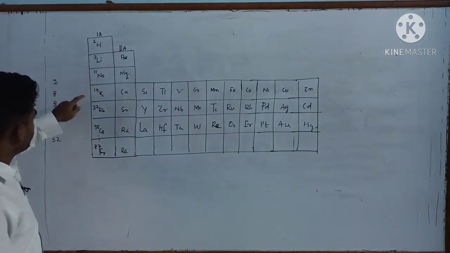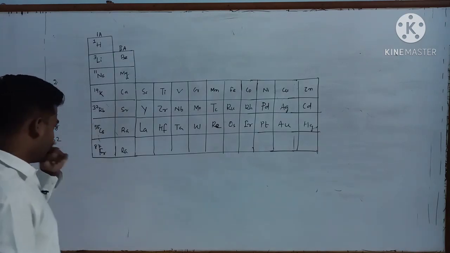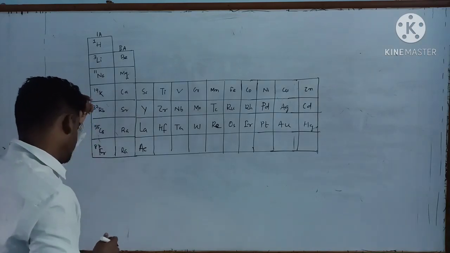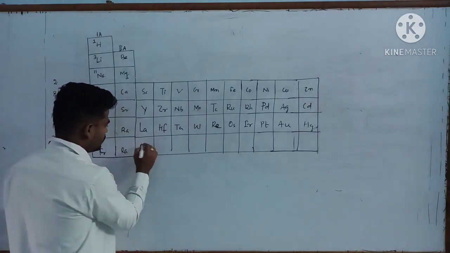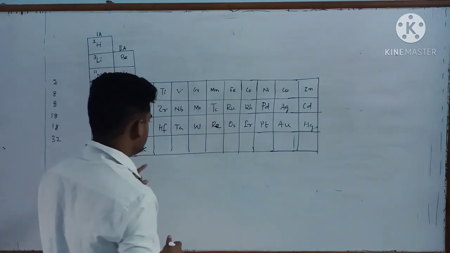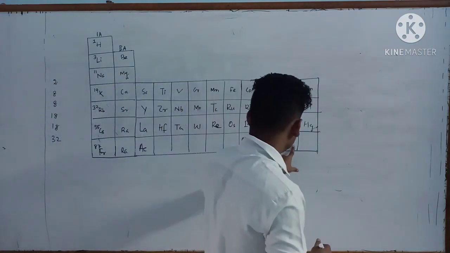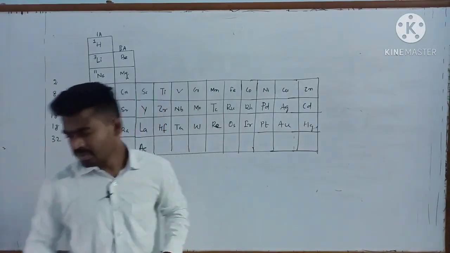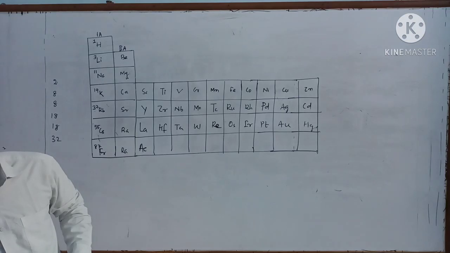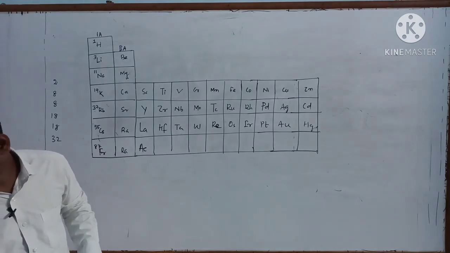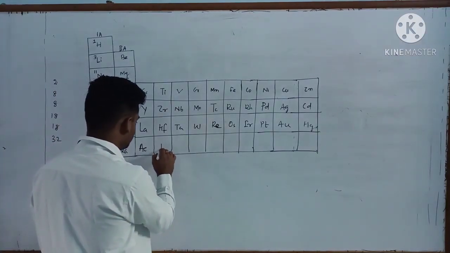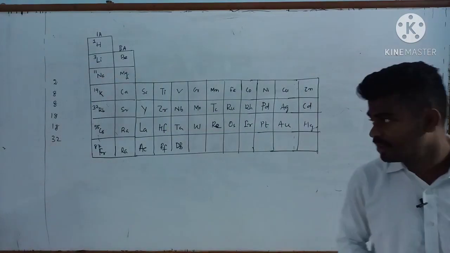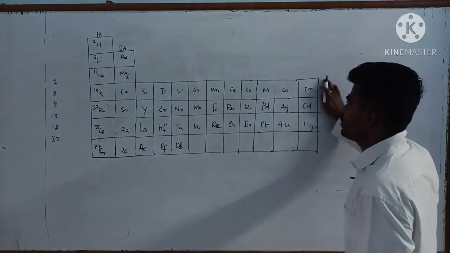Okay, and this one, that is 1, 2, 3, 4, 5, 6, 7, the seventh period, and the seventh period, you know, is incomplete. I am not mentioning these elements right now. So this is actinium and RF, DB, all these elements are there. This is incomplete, don't bother about that. Next, from here.